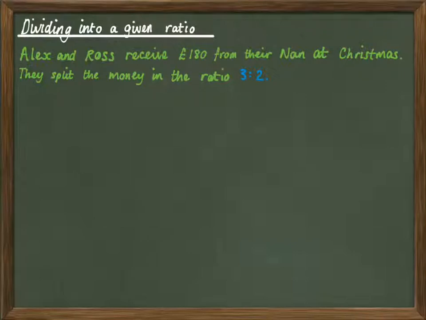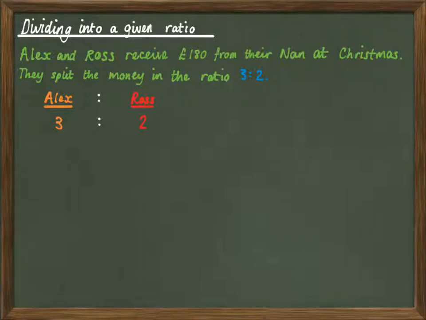First step, underneath we're going to write each person, so Alex on one side and Ross on the other, and then underneath them how many parts they get. So there's Alex, there's Ross, and we're going to use different colours. Alex gets 3 parts and Ross gets 2 parts. The colon means the word "to", so 3 to 2. That's how that reads.